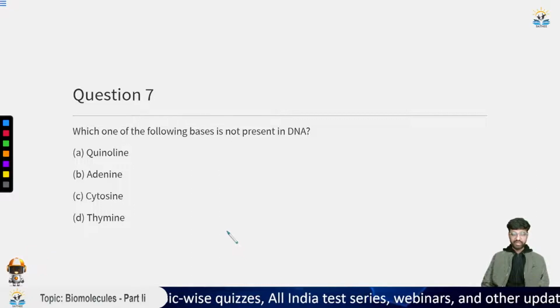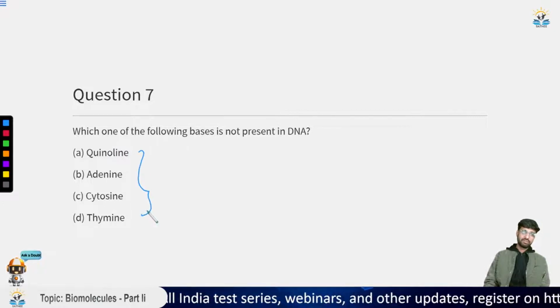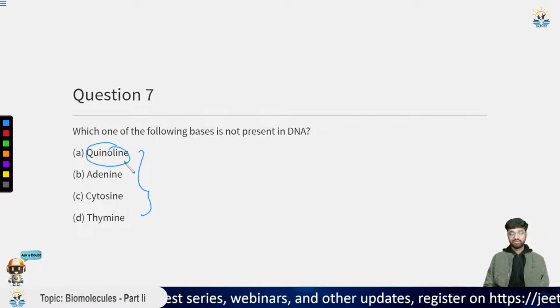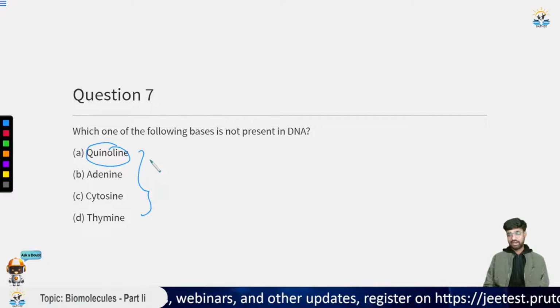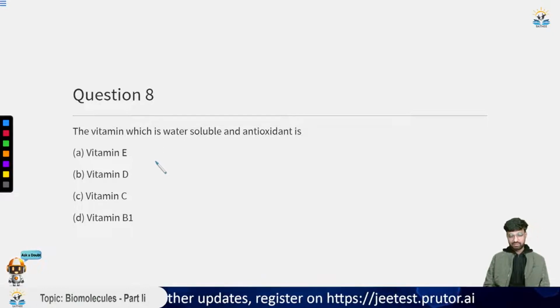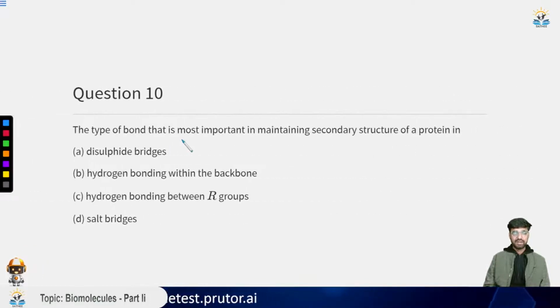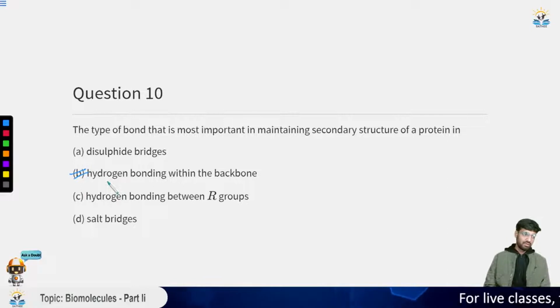Next, which one of the following bases is not present in DNA? This is a straightforward question. You can do it by yourself. Of course, quinoline: no such base exists in RNA or DNA. Next, which is water soluble and an antioxidant? This is a memory based question. The base adenine occurs in. All of these questions are memory based. At last, the type of bond that is most important in maintaining secondary structure. It is, of course, hydrogen bonding within the backbone. So this was all for today. If you want, you can ask some questions.